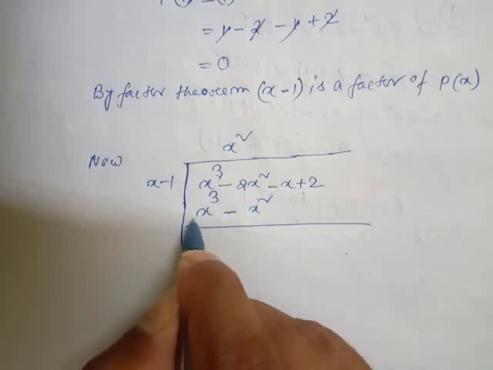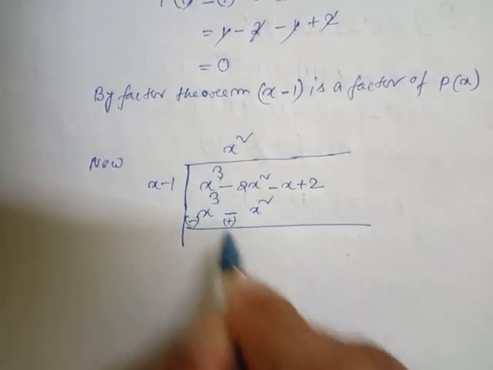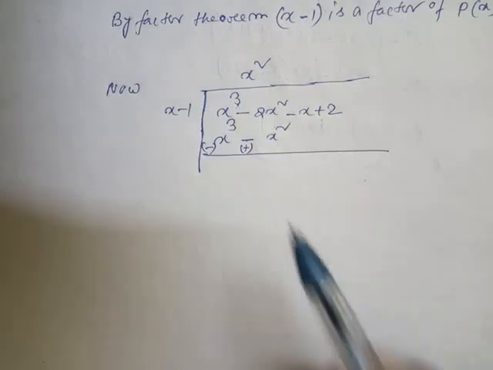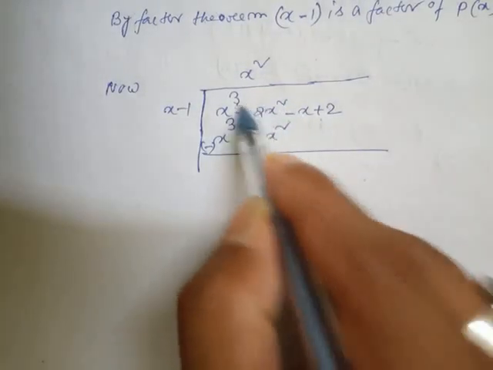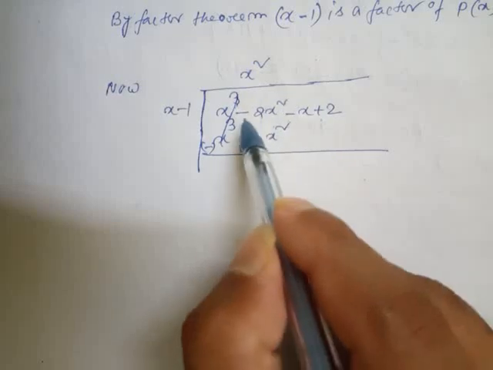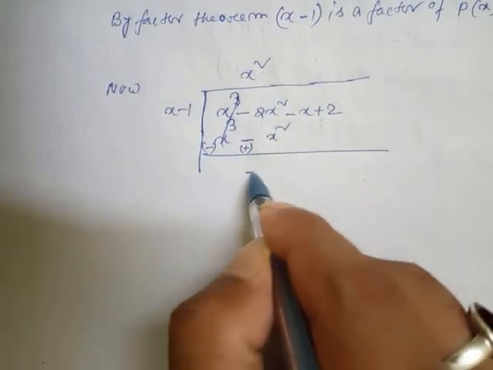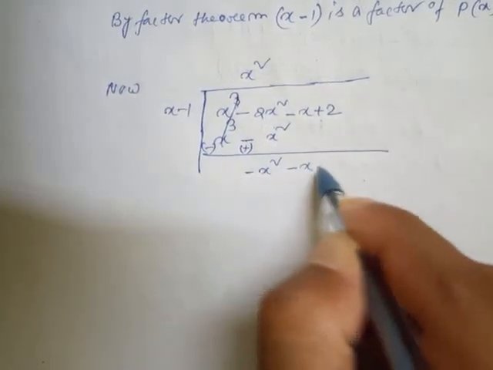Look here, second line sign will change, so this becomes minus and this becomes plus. Now look here, this will cancel, and minus 2 and plus 1 will be minus x square, then minus x plus 2.